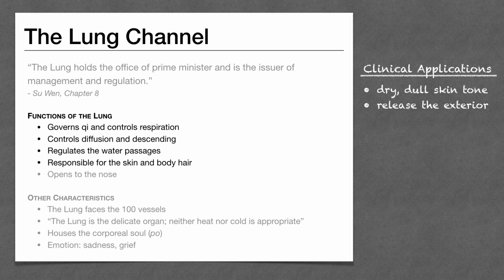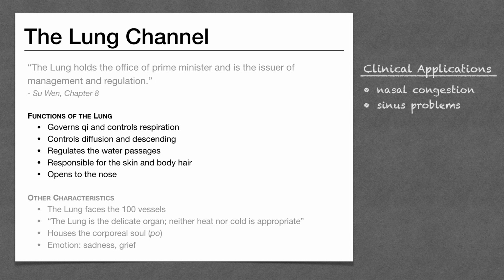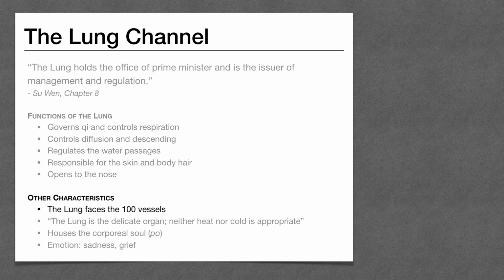So we can use points on the lung channel to regulate sweating and to release the exterior in the case of an external attack. Next, each of the organs opens to an orifice. So just like the kidney goes to the ears or the heart goes to the tongue, the lung opens to the nose. So, in our point functions, we're going to see that certain points along this channel are good for nasal congestion and sinus problems.